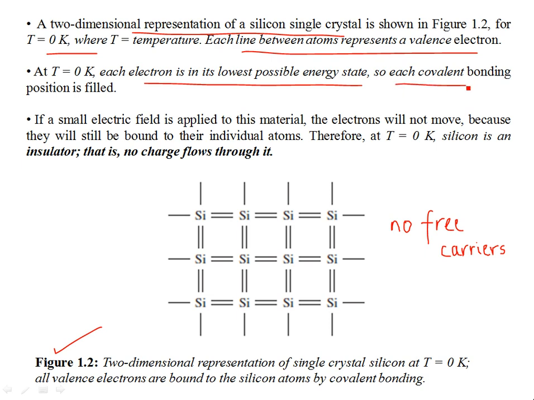So each covalent bonding position is filled with electrons. You see two electrons on either side, and planarly, they're all bonded. They cannot move. So if a small electric field is applied to this material, the electrons will not move, because they'll still be bound to their individual atoms. Therefore, at T equal to 0 Kelvin, silicon is an insulator. There is no charge that flows through it, because there are no free carriers.